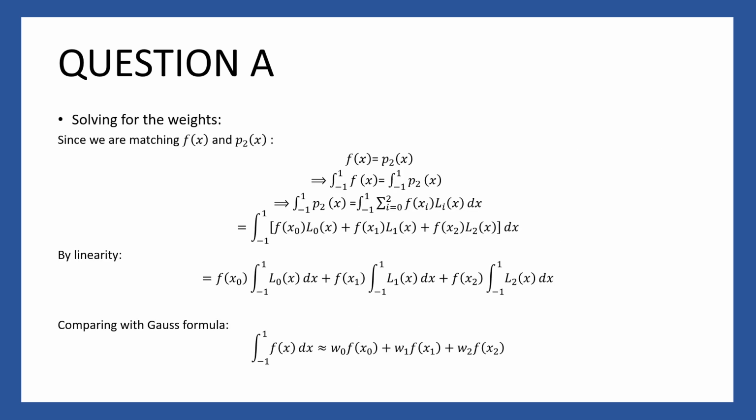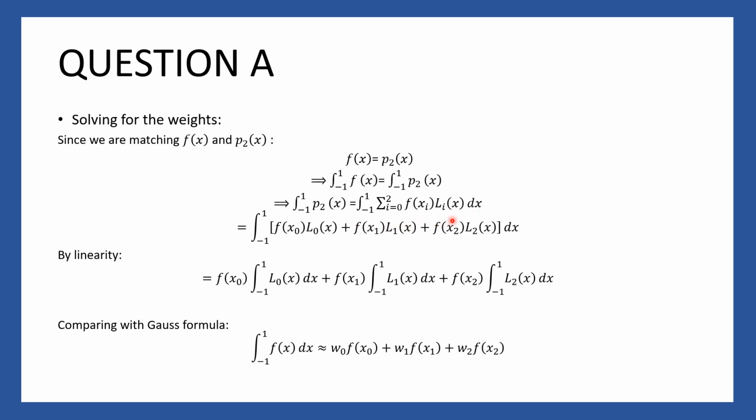Okay, so since we are saying that P2 of x is actually the polynomial that matches our f of x at the Gauss nodes, that means we are essentially saying that that function f of x is equal to P2 of x at the Gauss nodes. And that means that if we integrate f of x, that should be equal to the integral of P2 of x over the same interval. And we have our expression for P2 of x being this, which means if we integrate P2 of x, it should be the integration of that expression.